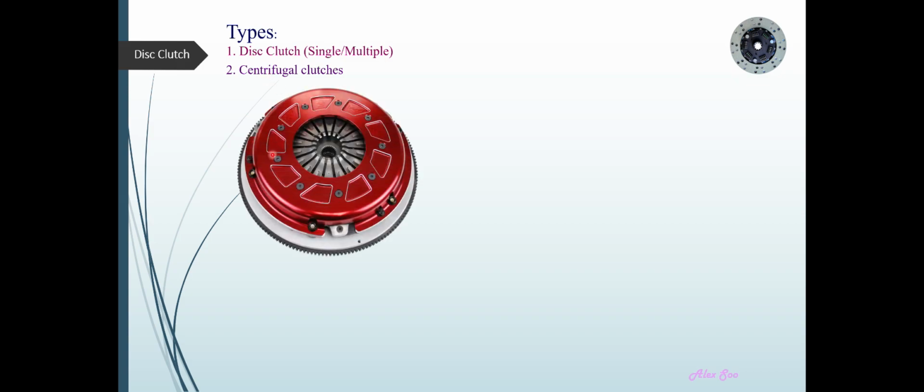This is a diagram of a clutch with its pressure plate on top. This is the pressure plate, and at the bottom, this is the flywheel. This is also another diagram showing you the different parts of the clutch. This is the pressure plate, this is the disc clutch or the clutch plate, and this can be considered as the bearings.